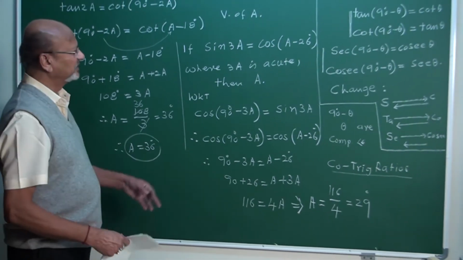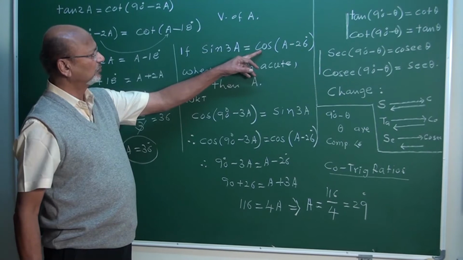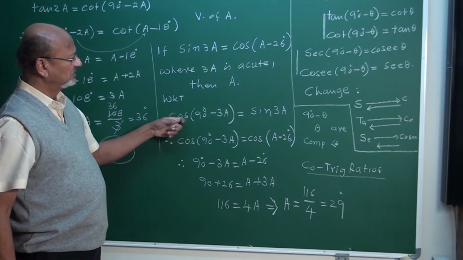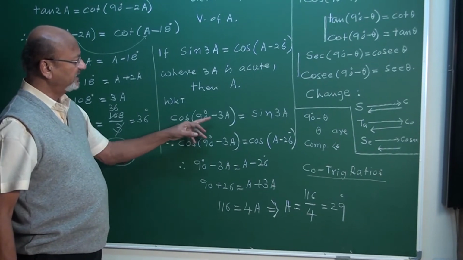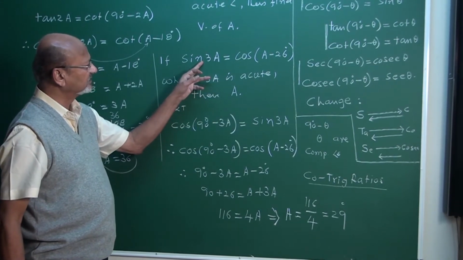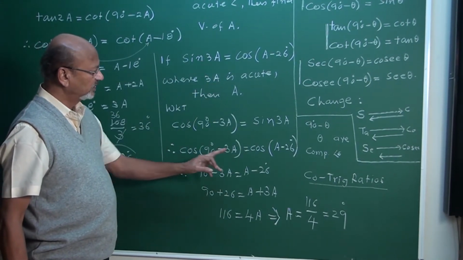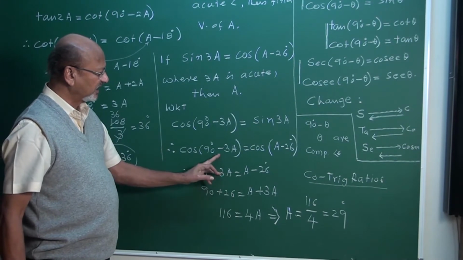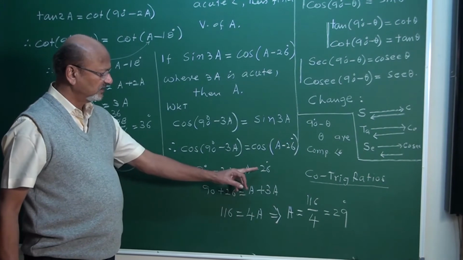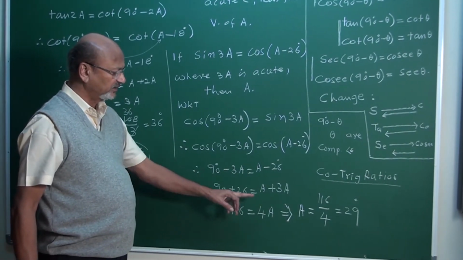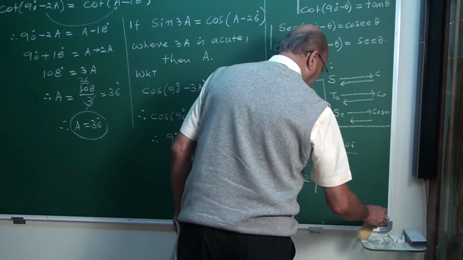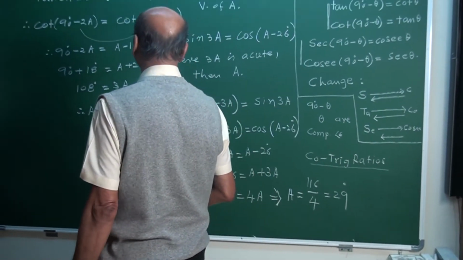Same thing. Given sine 3a equal to this. For this sine 3a, use what? Your compound angle: cos of (90 minus 3a) is sine 3a. Substitute this value of sine 3a here. Both become cos. Equate the angle: angle in LHS equal to angle in RHS. Simplify this further, that side, this side. Simplifying, the value of a is 29 degrees. Yes, friend.